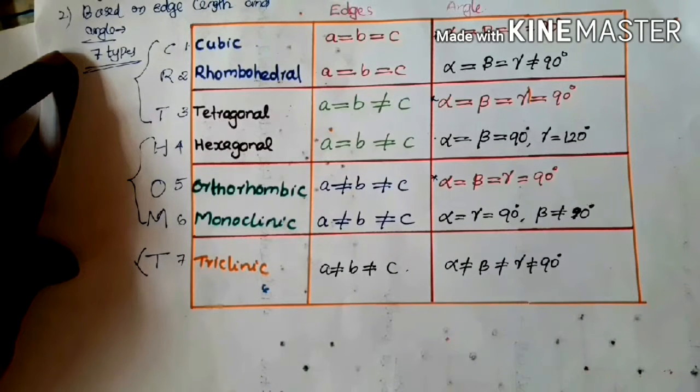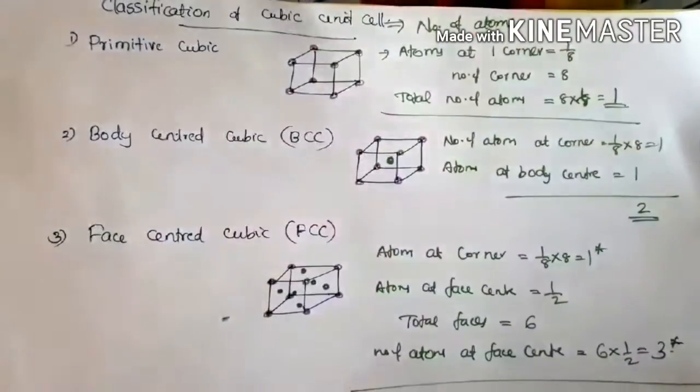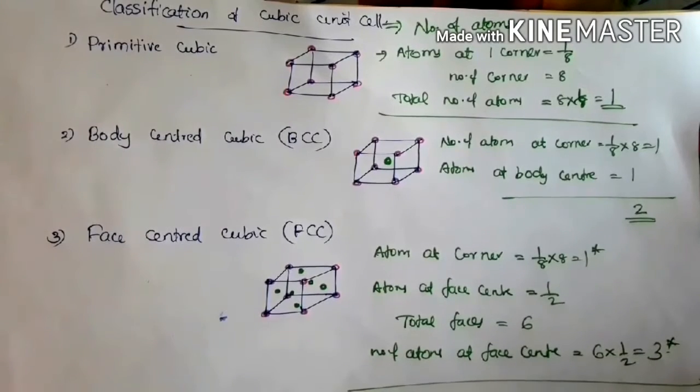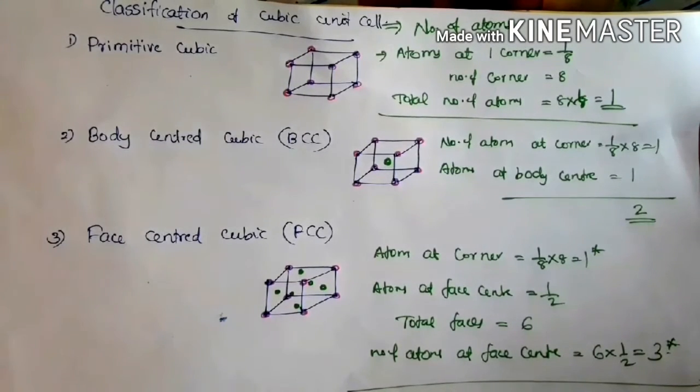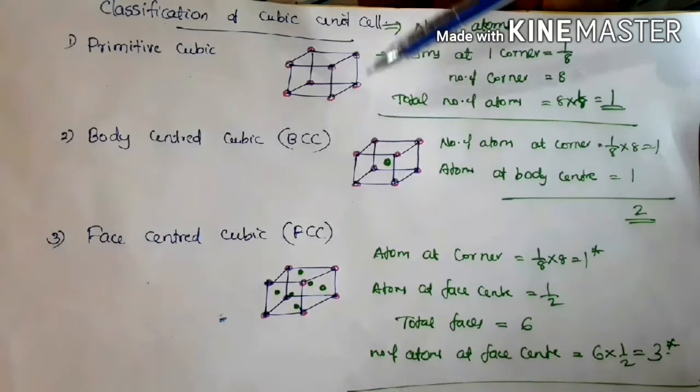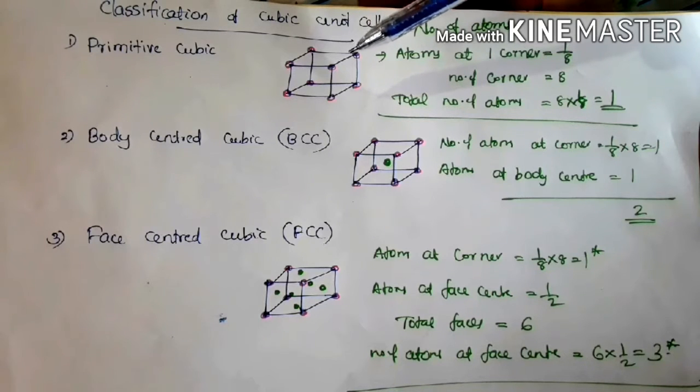Next, we can see the classification of cubic unit cell. Cubic unit cell is classified into primitive cubic, body centered cubic, and face centered cubic. Now we are going to see how many atoms are present in each cube. First we can say primitive cube. As I have drawn here, in the primitive cube the constituent particles are present only in corners.